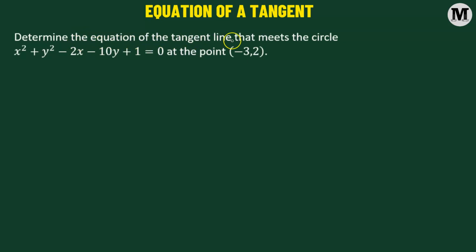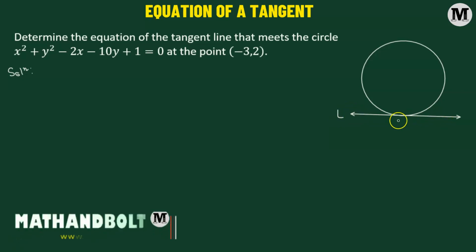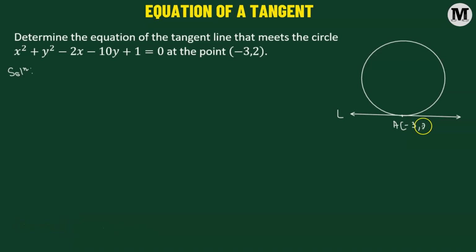Determine the equation of the tangent line that meets the circle at the point -3, 2. Let us begin. So here we have a line, let's denote it by L, and we need to determine the equation of this particular line. This line is tangent to the circle at point A, having the coordinates -3, 2. Okay, so let us begin.